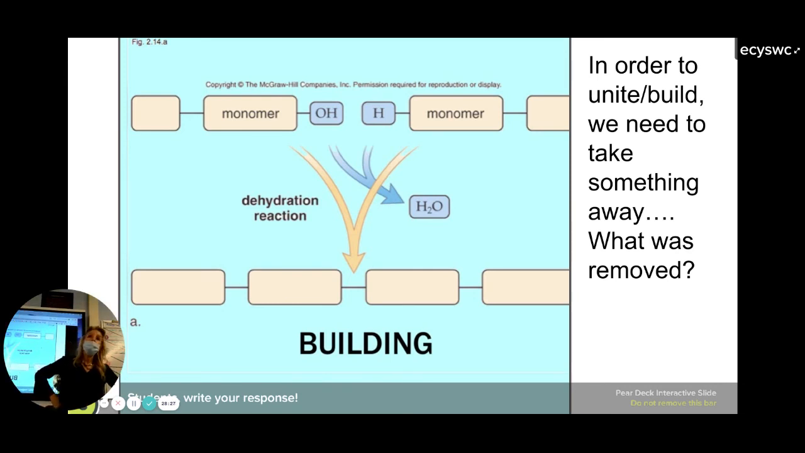What is it? Dehydration synthesis. What's the other name? Not hydrolysis. Condensation synthesis.